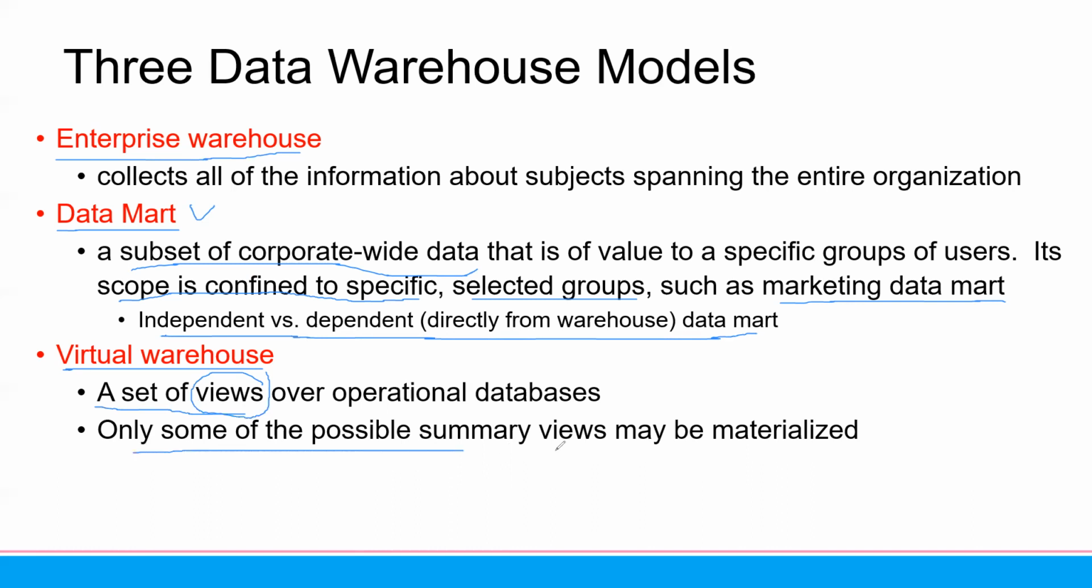So only some of the possible summary views may be materialized. Let's say I have the OLTP, and then I will use views. A view is separate, and we call this the virtual warehouse. And you can use this virtual warehouse for your analysis. So if you understand the database, you can understand this concept. Okay?